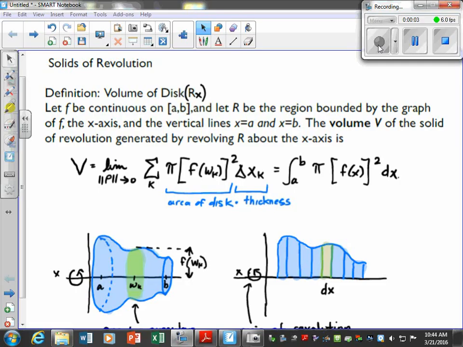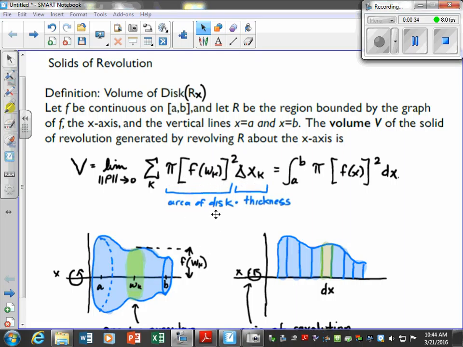Okay, in this next lesson we're going to be talking about solids of revolution, and basically we're going to be doing volume. We're going to work on the disk and washer methods today, but the first one is the volume of a disk, and we're going to look at our Rx region. So we have our definition here, and I'll let you pause it for a second and read through that. But basically it's our limit of pi times the f of w sub k squared delta x sub k.